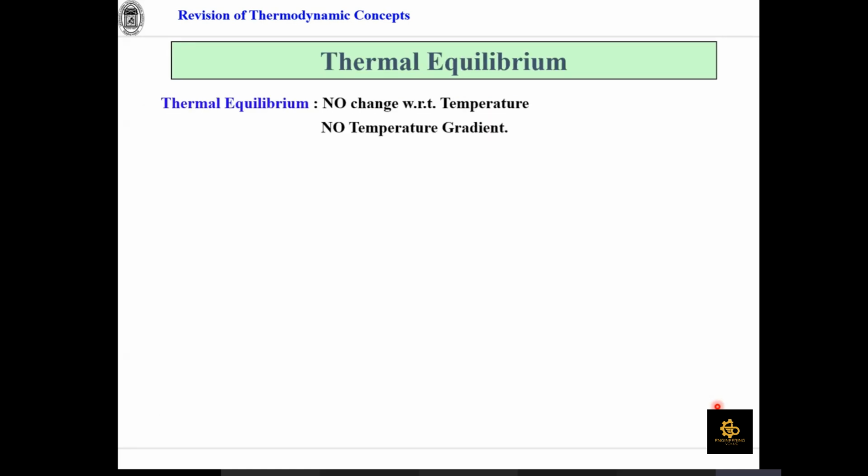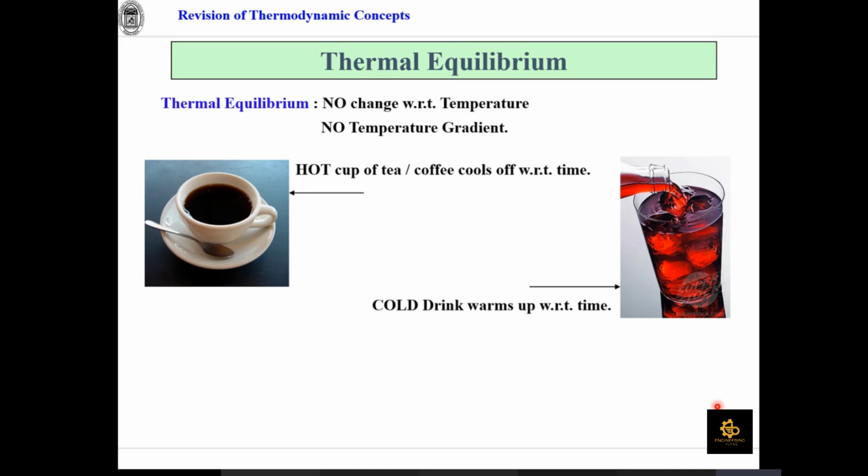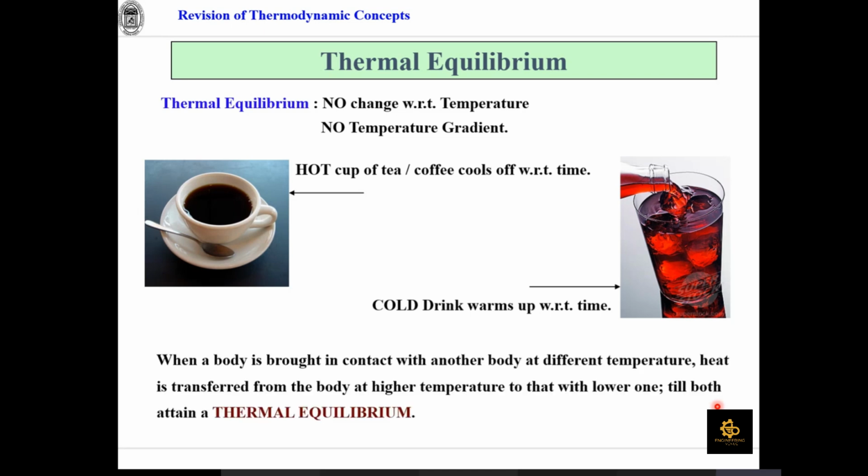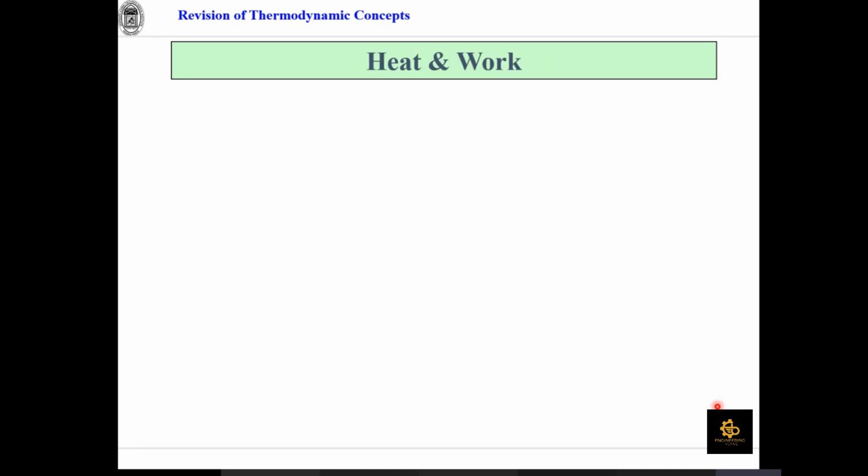Then there is thermal equilibrium. You already know that each system tries to attain equilibrium, so there is no change with respect to temperature, no temperature gradient. If you put a cold drink on your table, it will try to achieve the same temperature as the room. So any thermodynamic system is trying to achieve thermal equilibrium. This is the concept of thermal equilibrium.